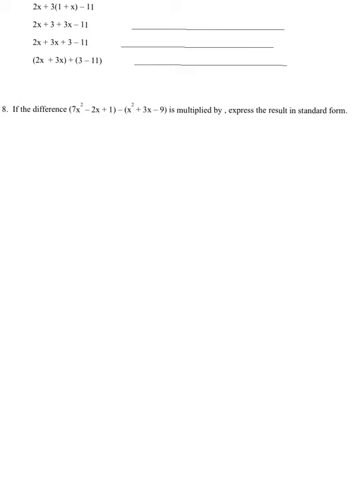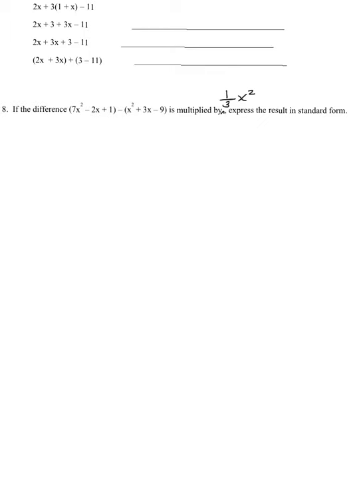So this is the last question on the review sheet. It is question number 8. If the difference 7x squared minus 2x plus 1 minus x squared plus 3x minus 9 is multiplied by 1/3 x squared, apologies, it did not carry over in this format, express the result in standard form.